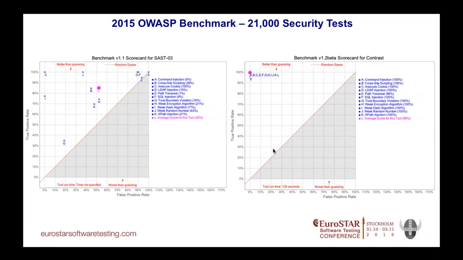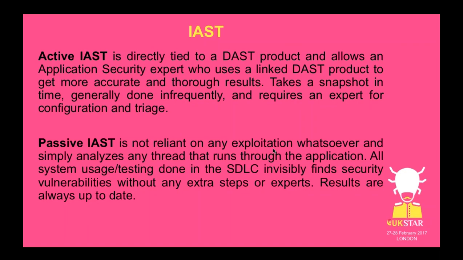And also on speed, there's something to consider here, that in the OWASP benchmark tests, the fastest static analysis tool took 3 hours, and the slowest dynamic analysis tool took 2 weeks. The score for this IAST tool, you can see it at the bottom of the graph there, on the right-hand graph, 135 seconds. So speed and accuracy are in completely different type approach to detecting vulnerabilities.